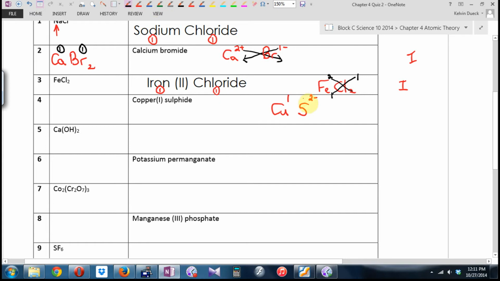So now when I crisscross, you should get Cu 2 of them, S 1 of them, but I'm not going to bother writing the 1. Same idea. 1 mark for the Cu2 and 1 mark for the sulfur.